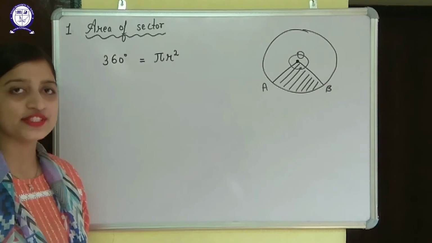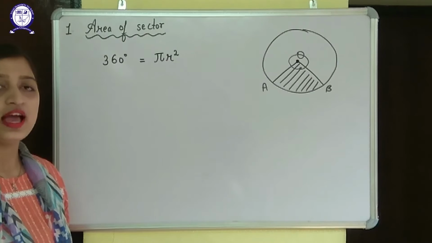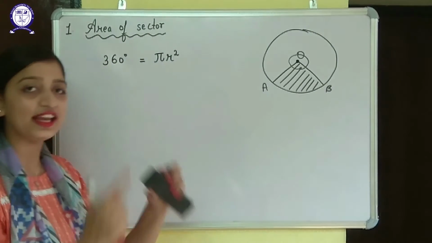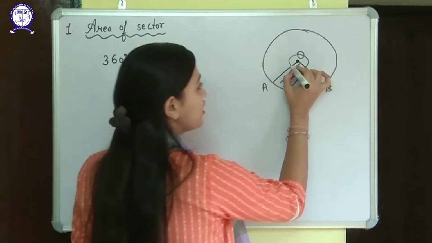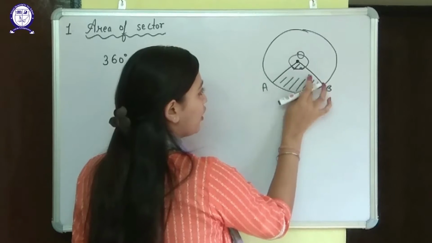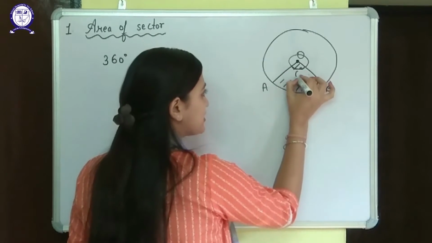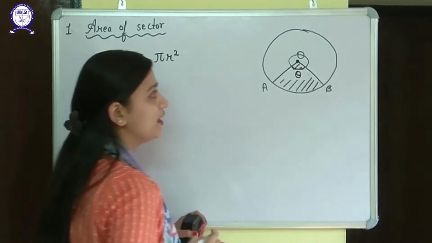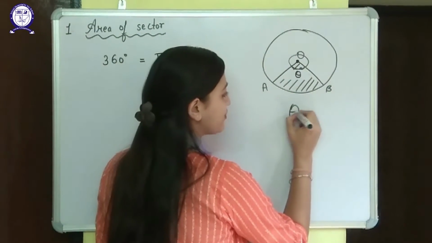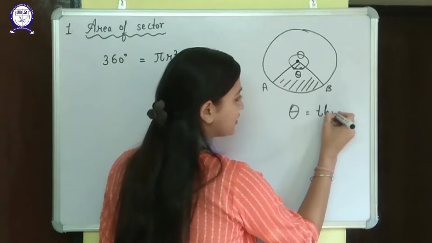Now in the question of sector, you will always be given an angle in the question, that is the angle made by the radiuses with each other. So that means this angle is given to you, and it is taken as this symbol. This symbol is known as theta. This is my theta.